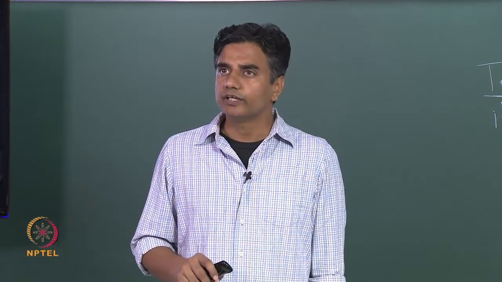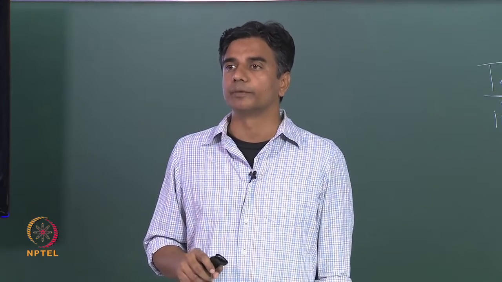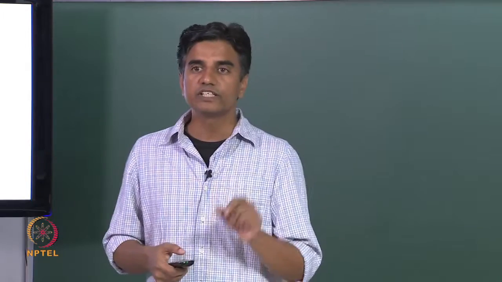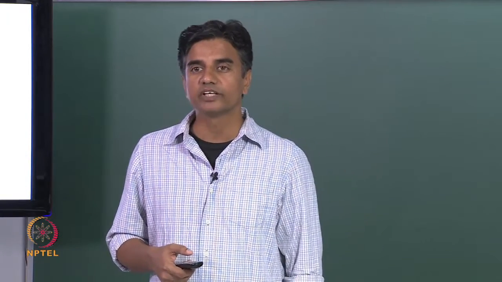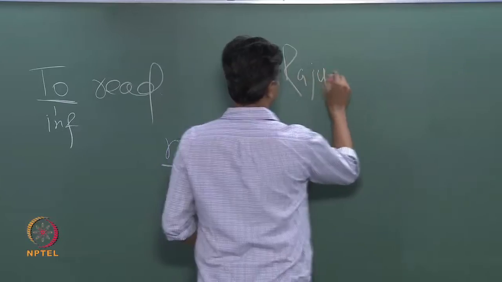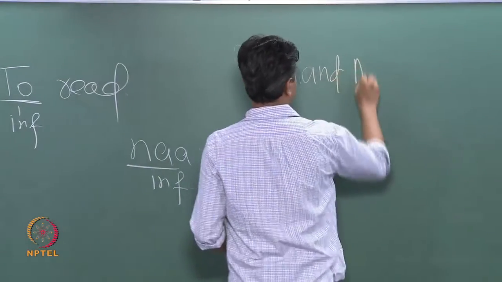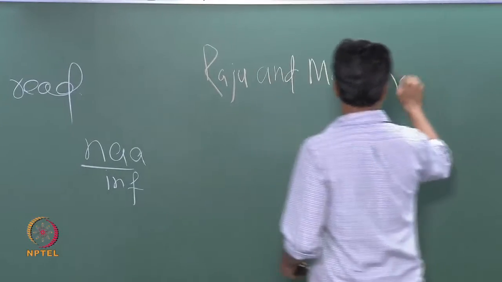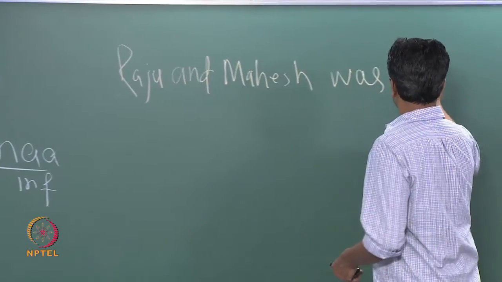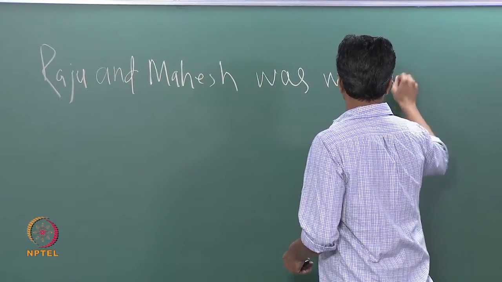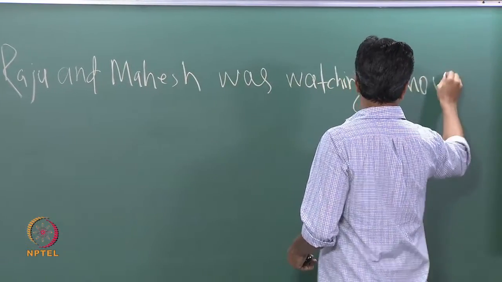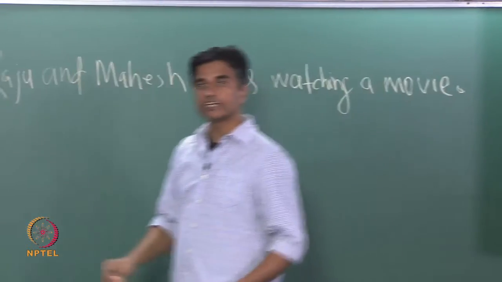Now, let us make this sentence, Raju was watching a movie, let us make the subject plural. So, if we say Raju and Mahesh, what do we have to do? "Was watching a movie," is that a good sentence? "Raju and Mahesh were watching." Let me write here. "Raju and Mahesh was watching a movie." Is this a good sentence?